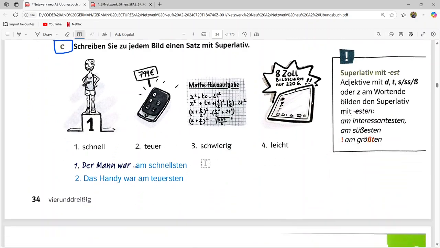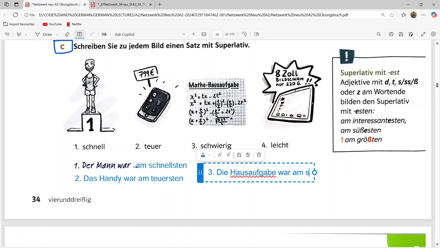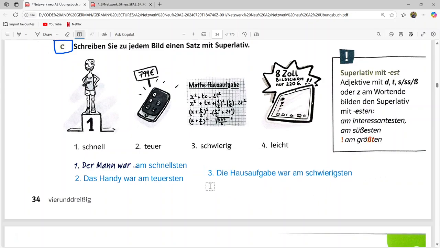Okay, next one, so done. Third one is, what is the adjective? Schwierig. Schwierig means heavy or difficult. Okay, so we can write, die Hausaufgabe war am schwierigsten. And the last one is Bildschirm. So this is a monitor.